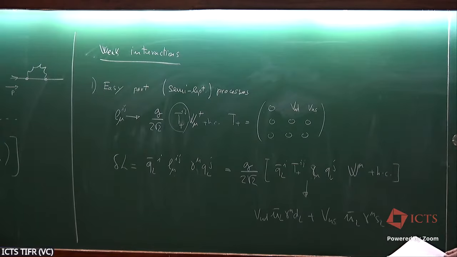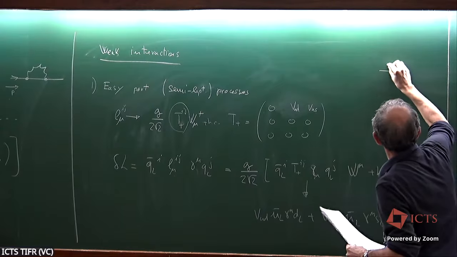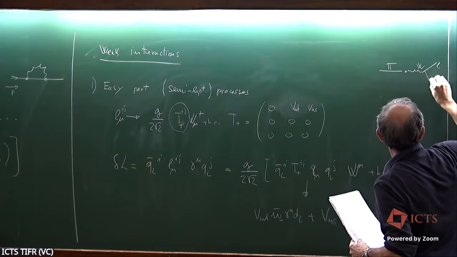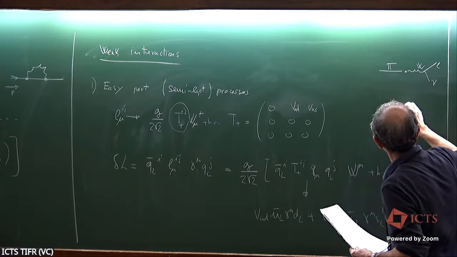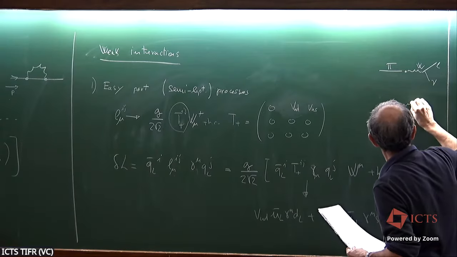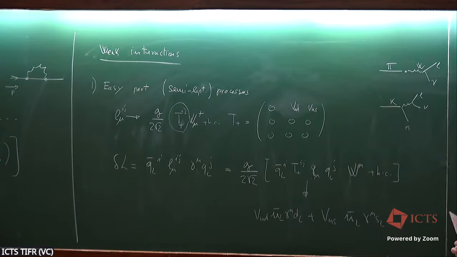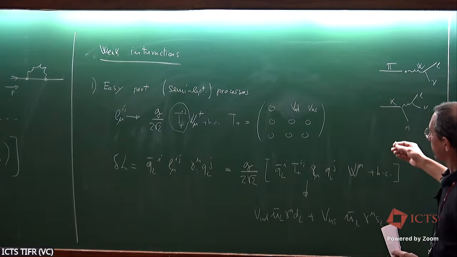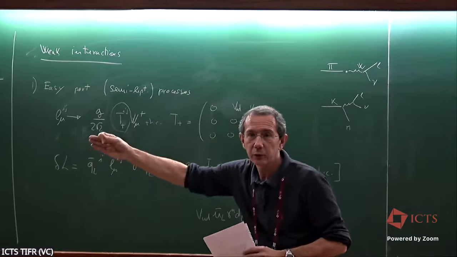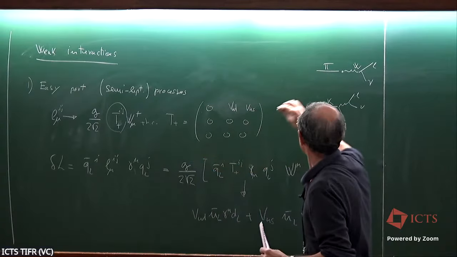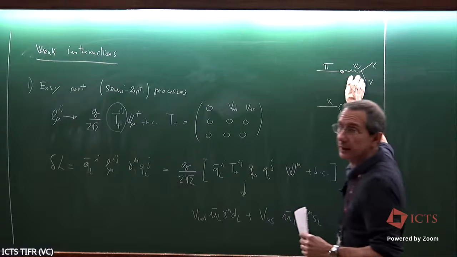I can compute processes like pion going to this W that then goes to lepton and neutrino, or K going to lepton and neutrino. Again, it's very simple. You just take your L2, substitute this, and you get your coupling to the W.